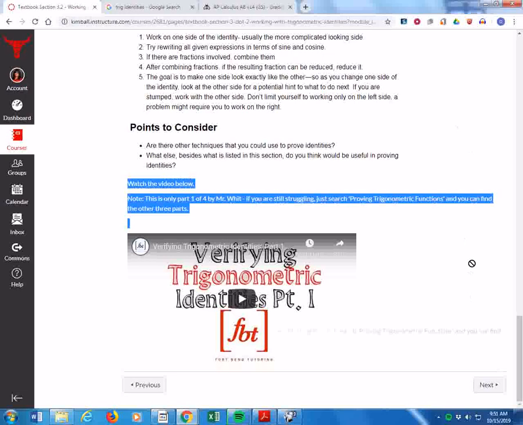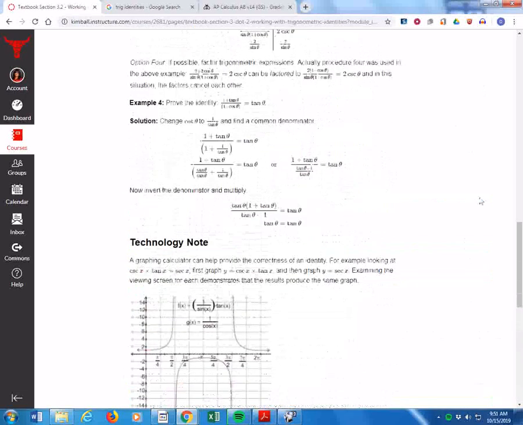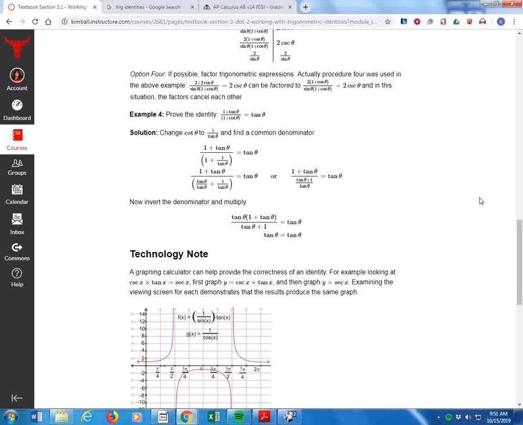Let's see if I can find one. So this one: prove the identity (1 plus tangent theta) over (1 plus cotangent theta) equals tangent theta.